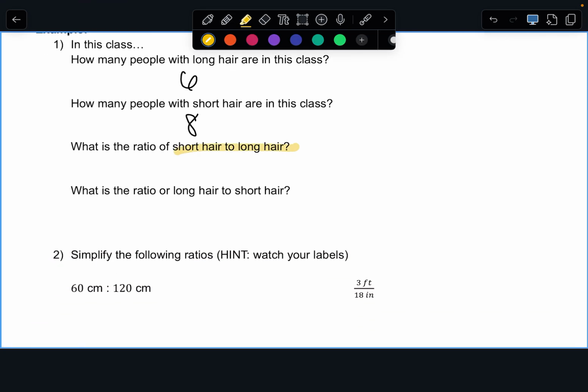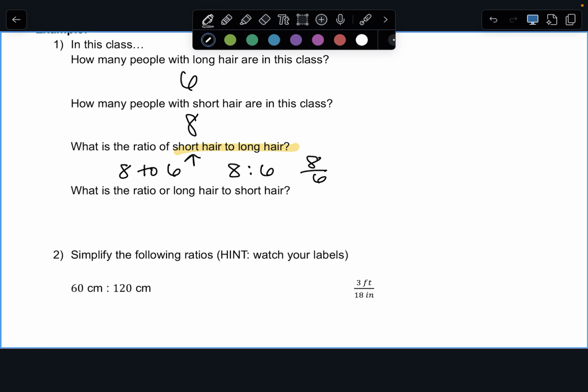We can write the ratio of short hair to long hair 3 different ways. First, if it's short hair to long hair, what should go first? Short. Okay, so 8 needs to go first. We can write it as the ratio 8 to 6, or 8 to 6 with a colon, or 8/6, or 8 over 6 as a fraction.